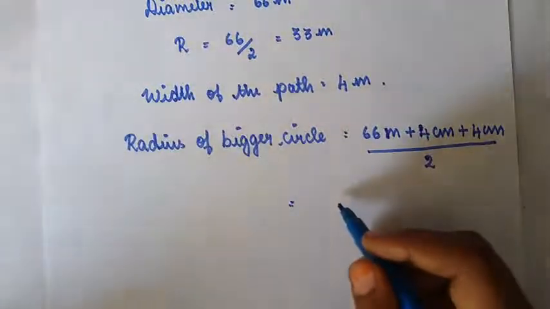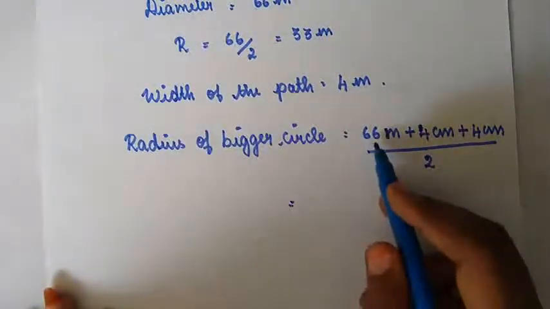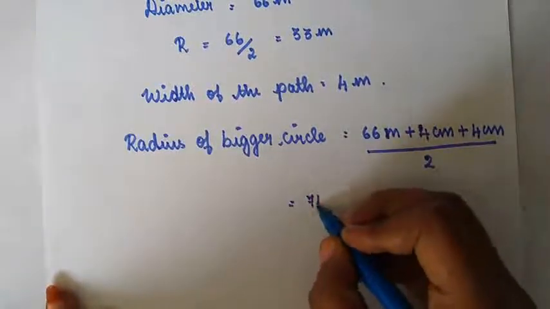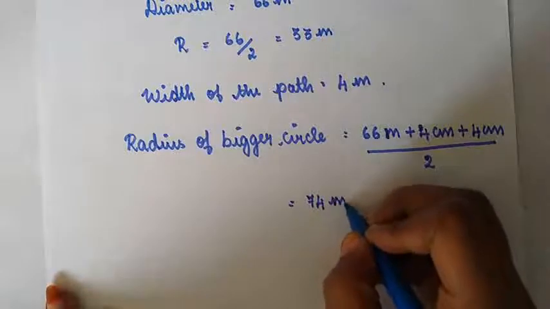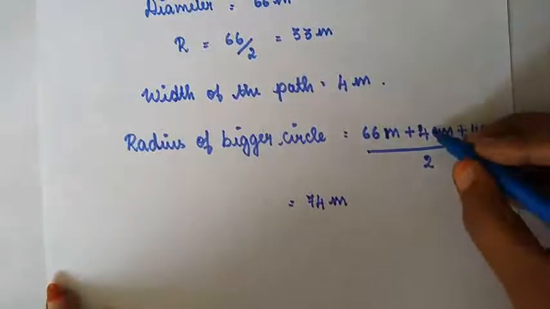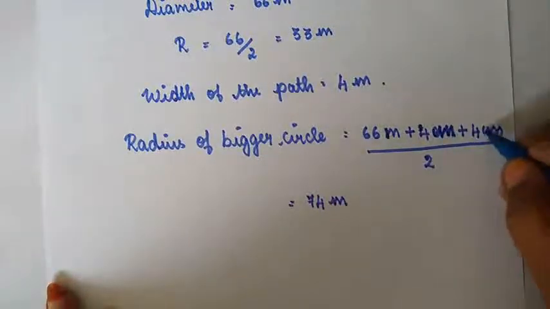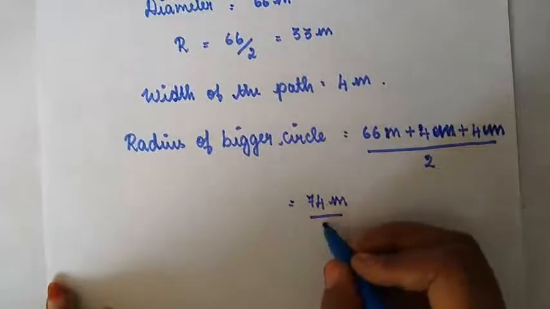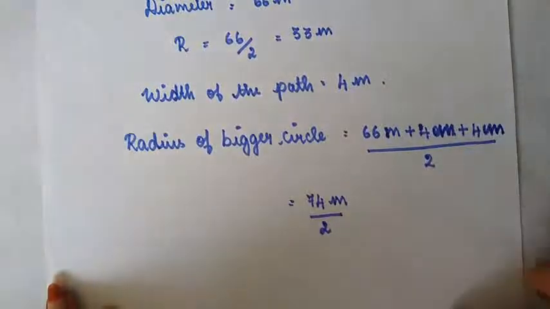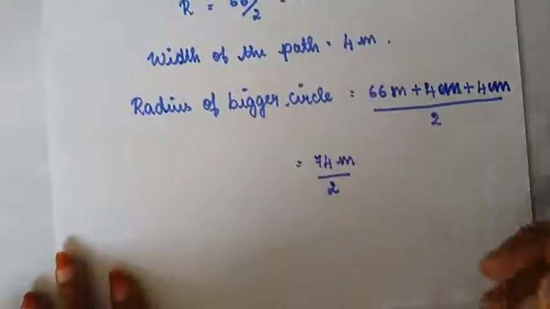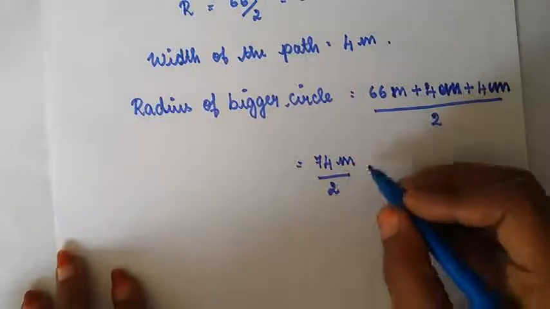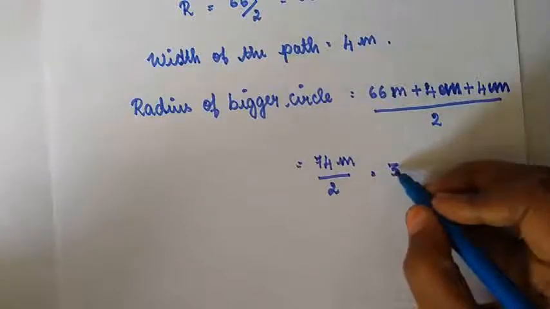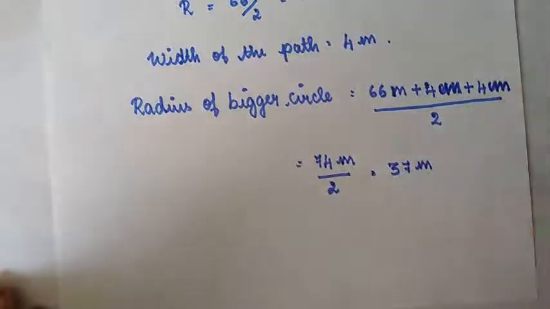So we have to add these three numbers. We get 66 plus 4 plus 4 means 74 plus 4, that is 78 meter. Here meter, not centimeter, meter. Divided by 2. Radius is half of the diameter. So we cancel this. We get 37 meter.